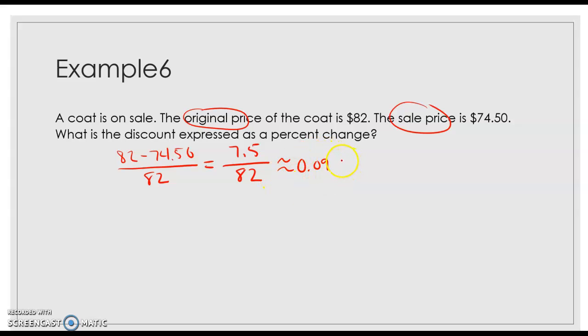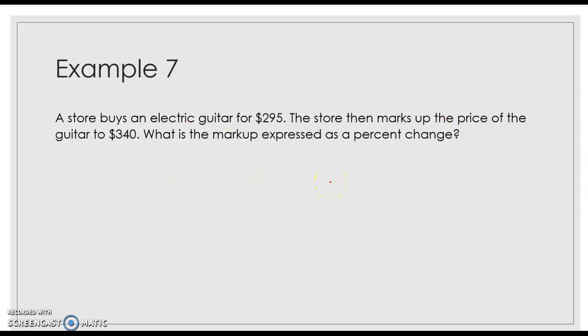Now this 0.09, when I take that times 100 or make it into a percent, would be 9%. So we have a 9% change. Or in other words, the discount was 9%. But when we talk about it as a percent of change, it was a 9% change. Done. All right. Next one.